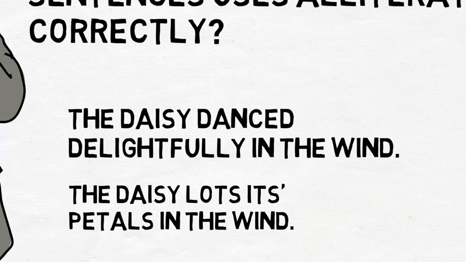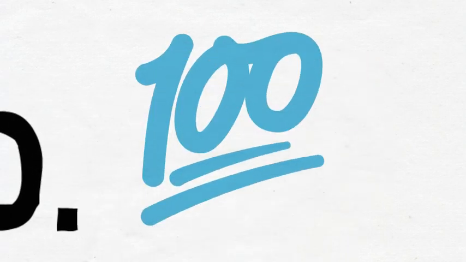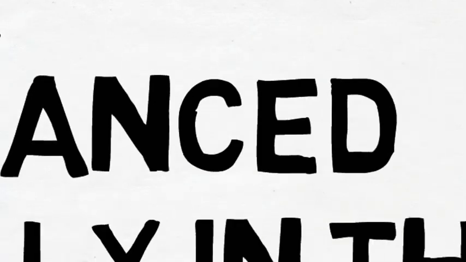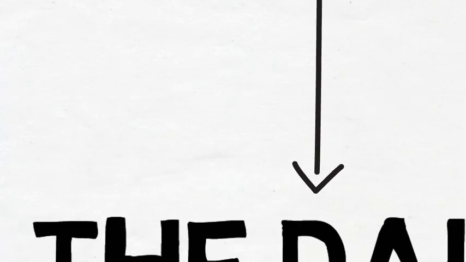Alright, so it goes to the first one. The daisy danced delightfully in the wind. How many D's are there? 1, 2, 3. Is it 3? No, it's 5. Why? Because what we count is not the letter, yang kita lihat bukan hurufnya, but what we count is the sounds, bunyinya. Daisy and the, even though it starts with the letter T, sounds like D.